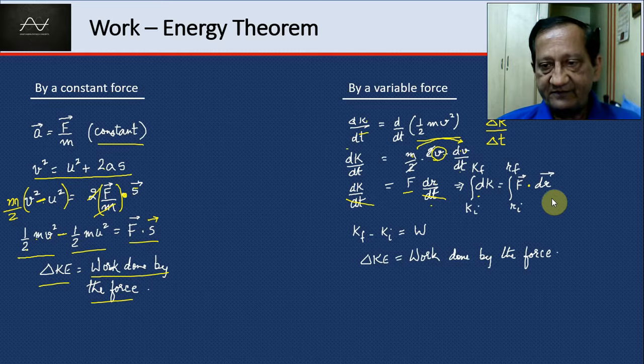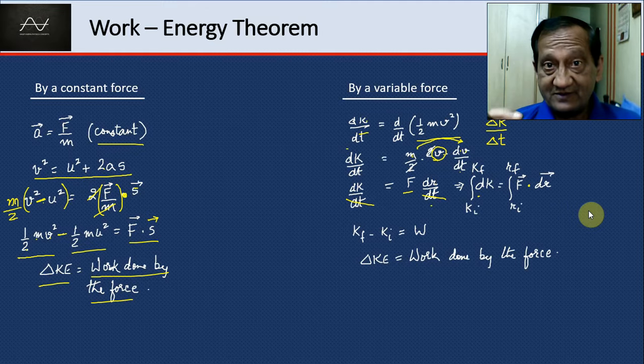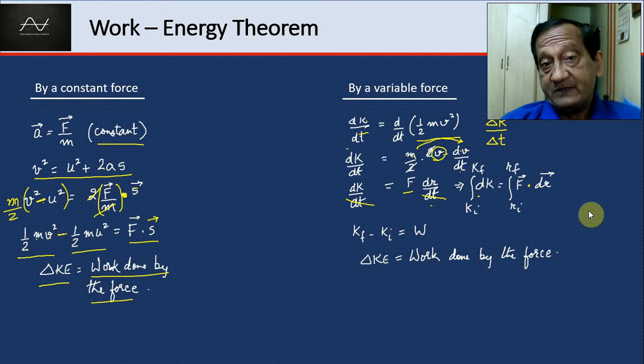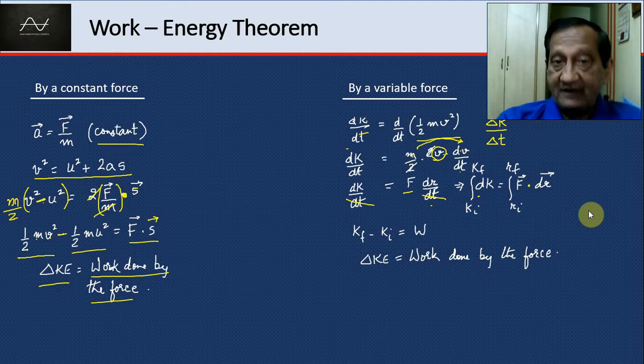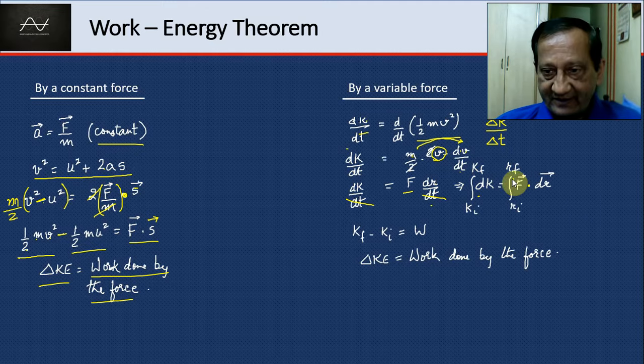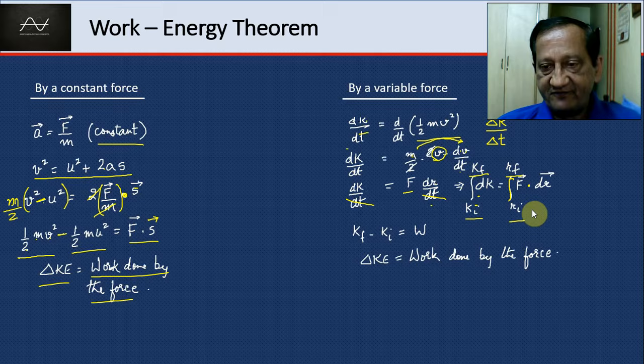dk is equal to f dot dr. In a very small displacement, the force can be treated to be constant, and in that small displacement, the change in kinetic energy is f dot dr. And in a displacement from some initial Ri to some final Rf, we have to do an integration from Ri to Rf. Kinetic energy goes from some initial value Ki to some final value Kf. This integral gives us Kf minus Ki.